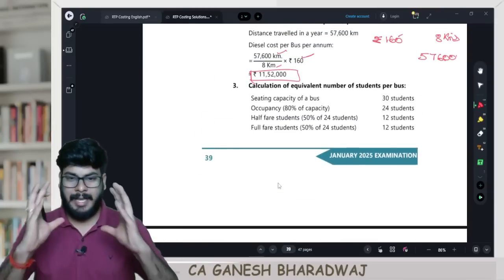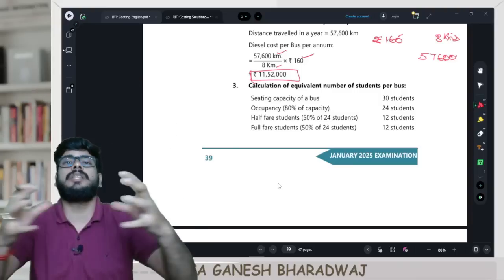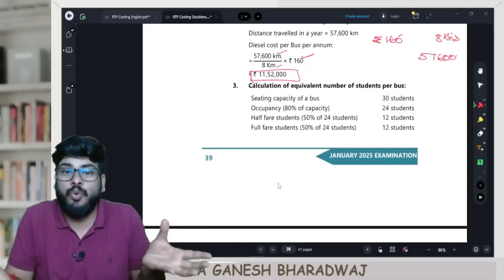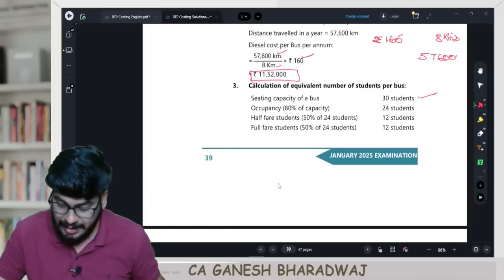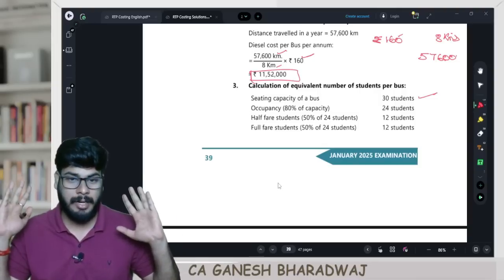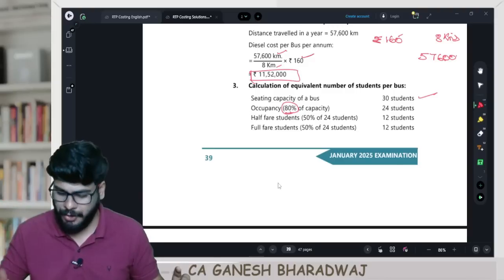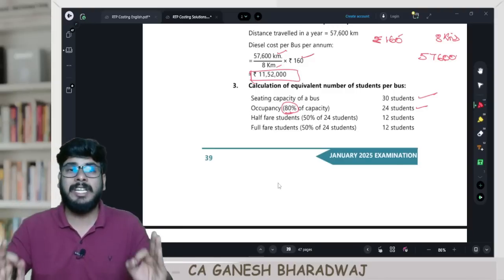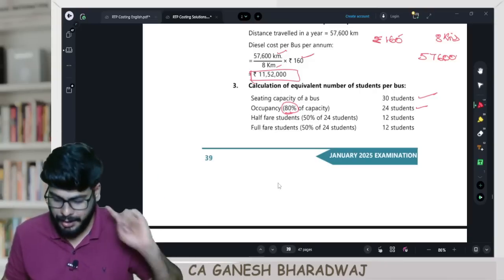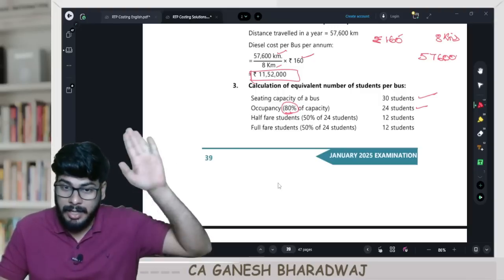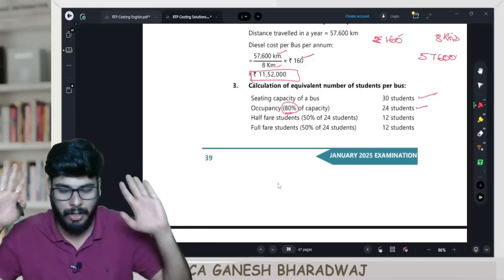Now, look at this. In every bus, let's take one bus, right? So now we need to recover the cost incurred for one bus from the students who are utilizing every bus, correct or not? Yes. Now, every bus has a capacity of carrying 30 students, right? But what happens? Only 80% of the capacity is being occupied, which means what? On an average, only physically 24 students are utilizing the bus, correct? Yes. Now, which means 24 students in the morning batch. Once again, a different set of 24 students in the afternoon batch. Have that in your mind, right?